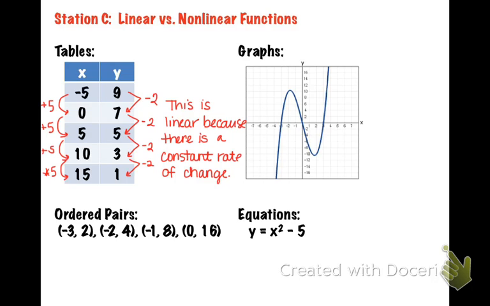Looking at a graph, we can see that this is sort of a wavy curve. The only time that something would be linear is if it makes a straight line like this. So the answer would be this is nonlinear because it is not a straight line.